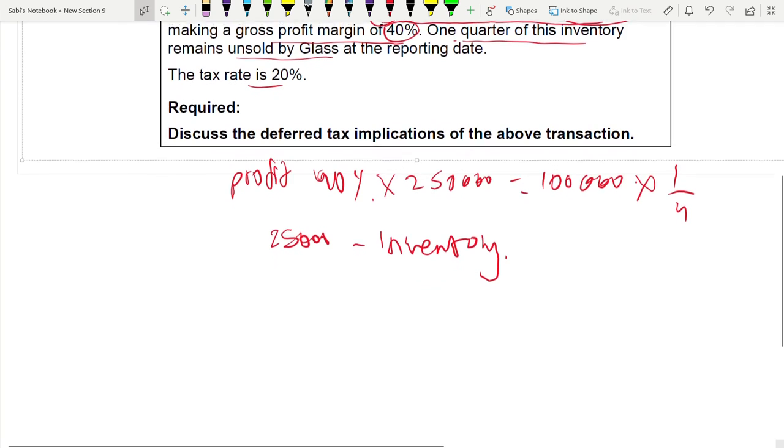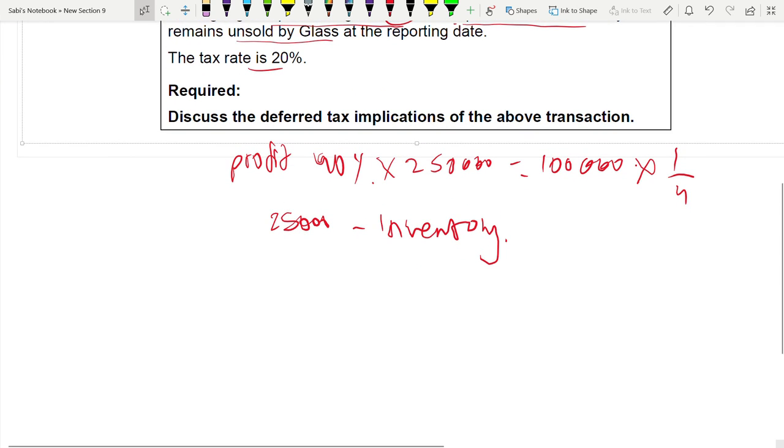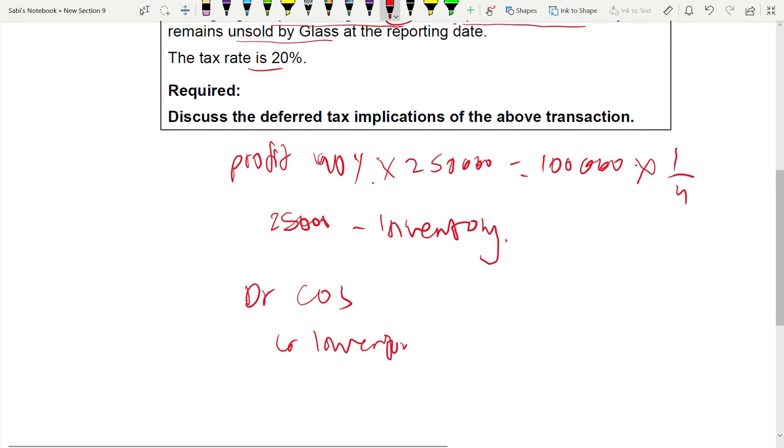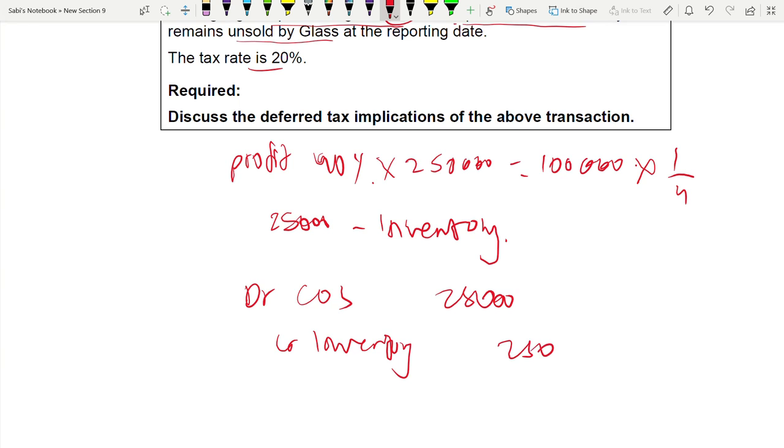What do you do? Accounting entry. I'm more interested in the accounting entry. Okay, first you debit, where? Cost of sales. Credit, where? Inventory, because you have to remove this from inventory. It's an unrealized profit. It's 25,000. Perfect.